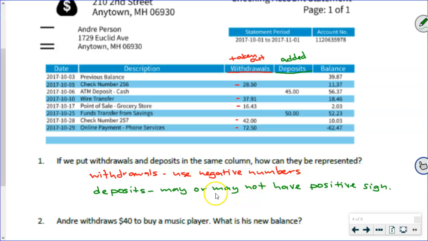Just remember, when it does not have that positive sign, we still assume that it's positive, unless other information is given to us that tells us otherwise. For example, if we have a column labeled withdrawal and all we see are positive numbers, but it's in a withdrawal column, that's when we can assume that they really are negatives. They're coming out.